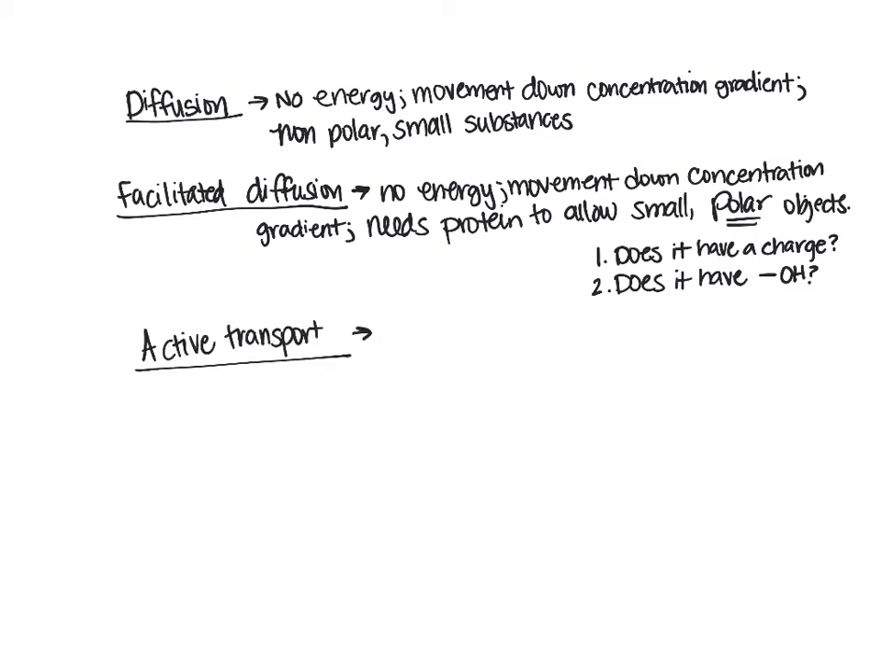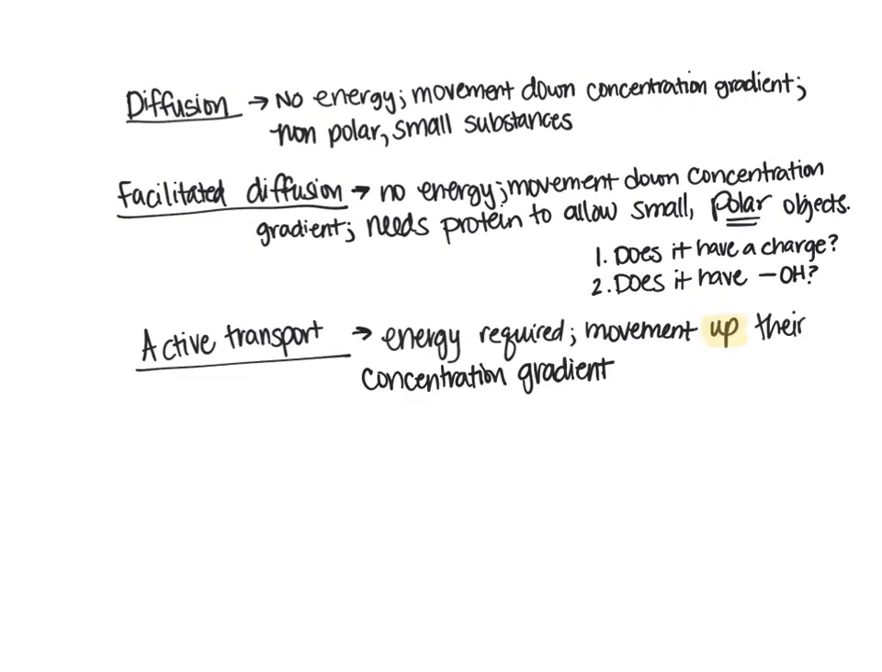With active transport, the key thing that you're going to look for is that energy is required and that substances will move up their concentration gradient. Active transport will always require a protein to assist in this process, because it's the protein that's going to need that energy in the form of ATP.